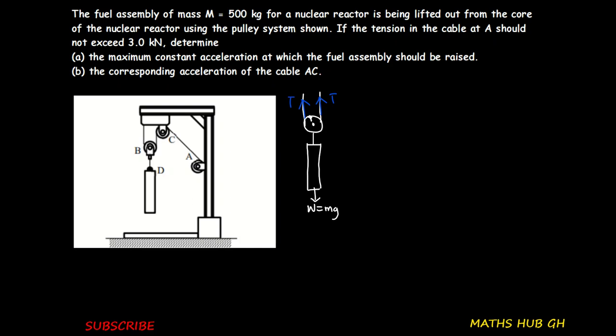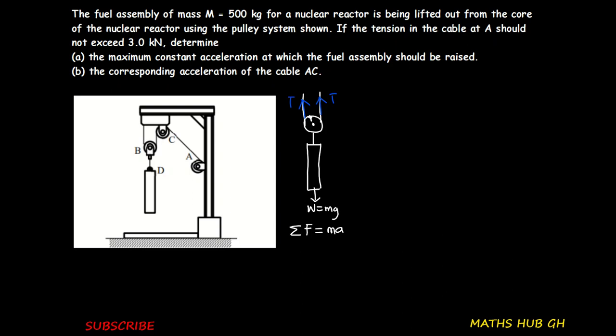So to find the acceleration, you must consider the sum of the forces to be equal to the mass times the acceleration of the full assembly. We have two tension forces and then the weight force. So the sum of all these forces should be equal to the mass times the acceleration of the full assembly, which is the maximum acceleration that we want.